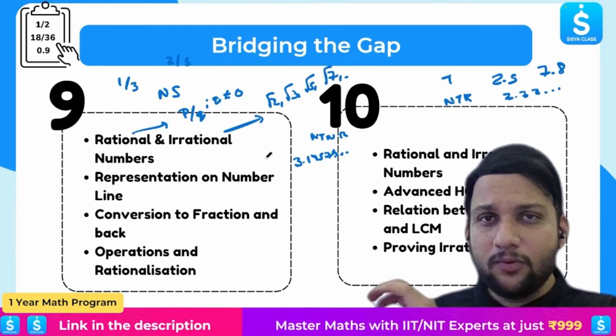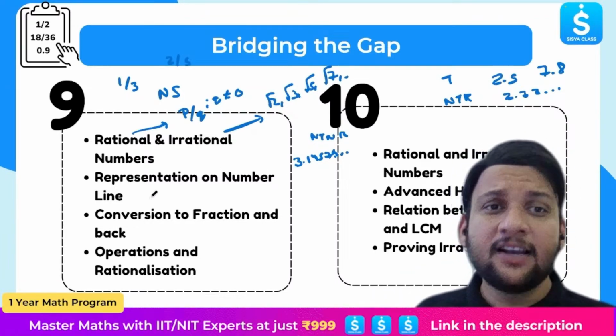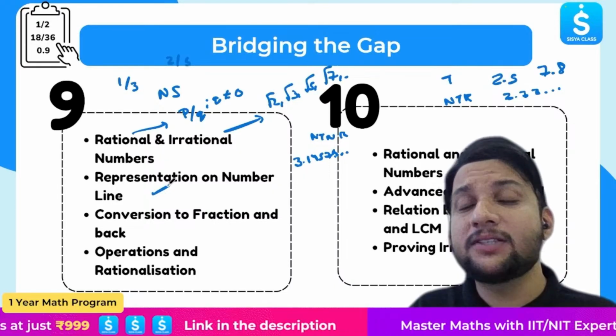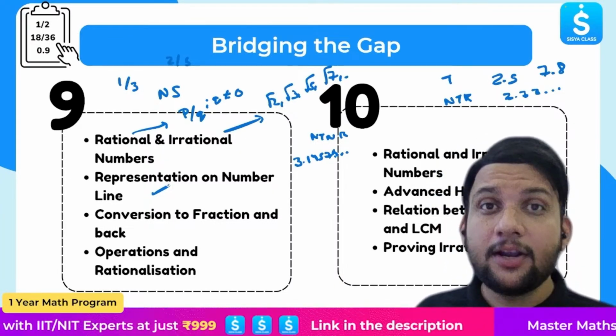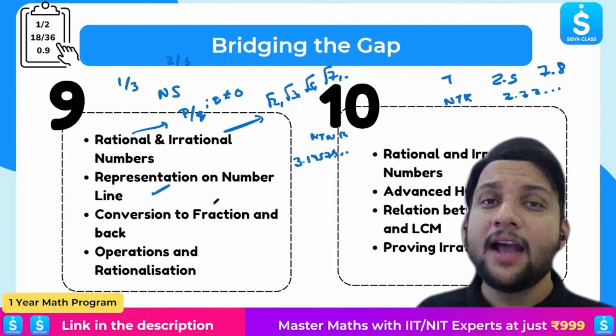All right, no digit will repeat here. Next, we learn to represent irrational numbers and rational numbers on the number line. Rational numbers we have been doing in grade 9 and before also, but we learned how to represent irrational numbers on the number line. I hope you remember this.